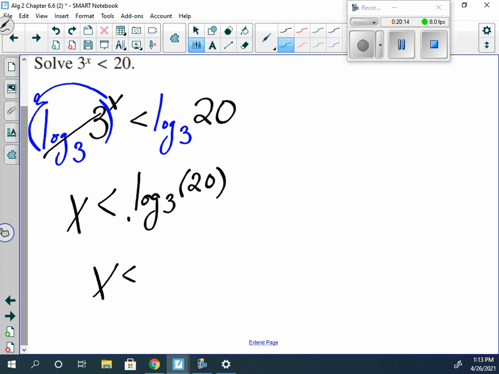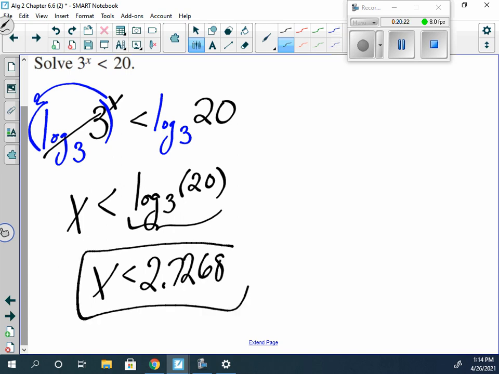All we've got to do is plug this into the calculator. Log base 3 of 20 is approximately 2.726833028. If we wanted to go to 2 decimal places, we can say 2.73. We're just rounding. Any questions on any of this here? Any questions over anything we've done so far?